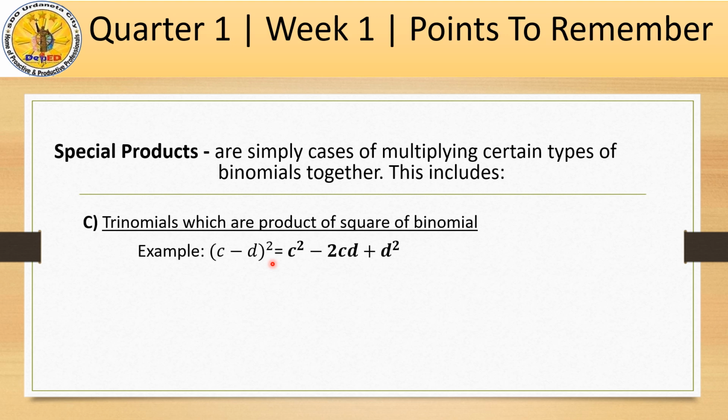okay, you're going to square the first term and twice the product of the terms. Okay, ibig sabihin, cd, negative cd plus negative cd will give us negative 2cd. And then, the square of negative d is d squared. Okay, so that is a trinomial. The product is a trinomial.